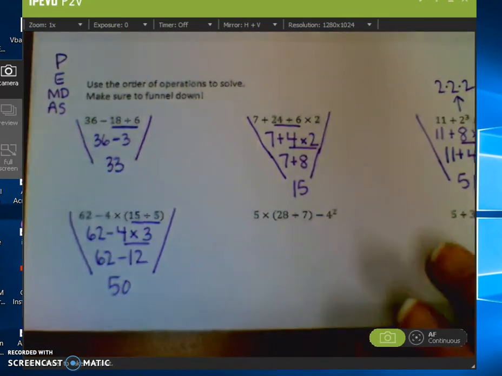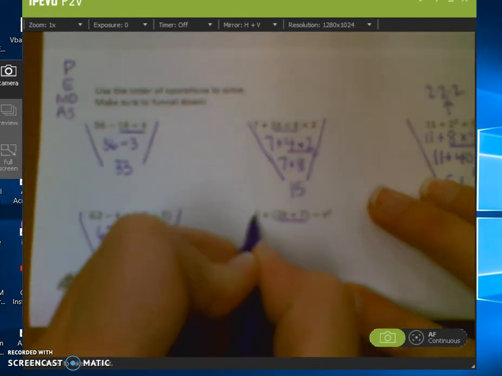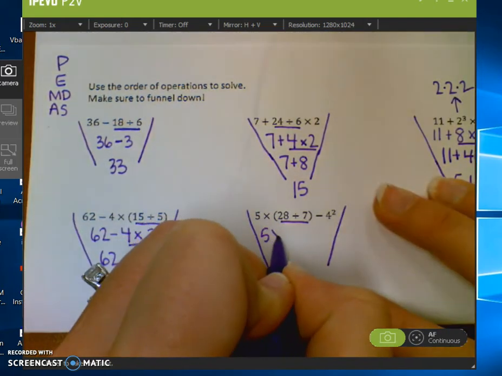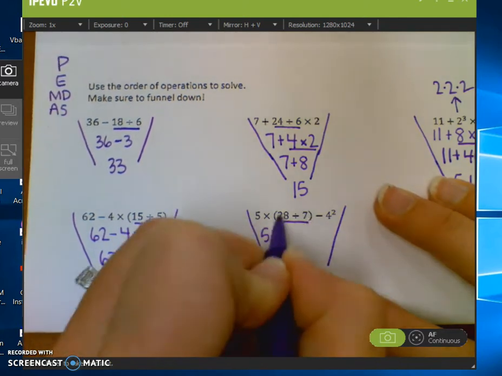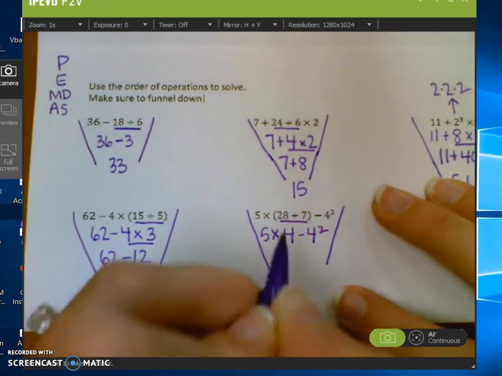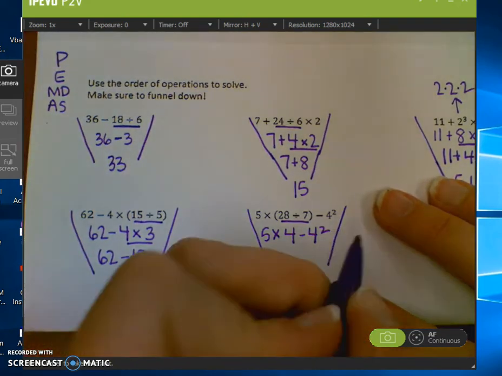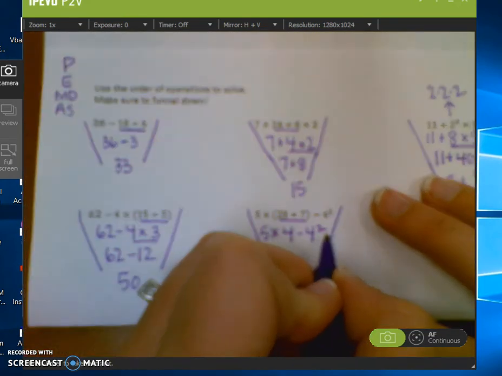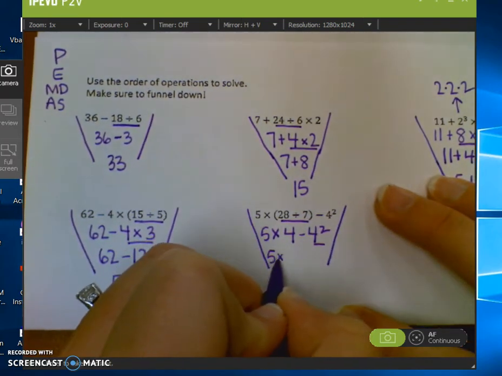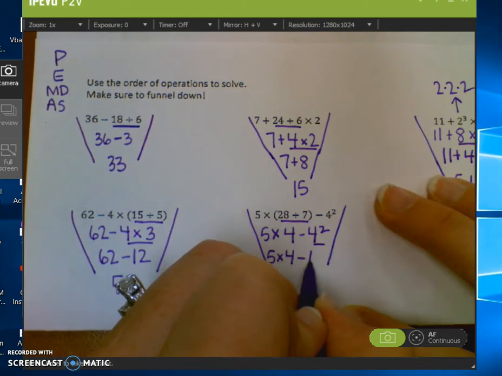The next example, I have parentheses that I need to do first. So I'm going to do 28 divided by 7 first. I'm going to copy everything else. 5 times 28 divided by 7 is 4. I'm going to copy minus 4 squared. After parentheses is exponents. So 4 to the second is not 4 times 2. It's 4 times 4. And so 5 times 4 minus 4 squared. 4 times 4 is 16.